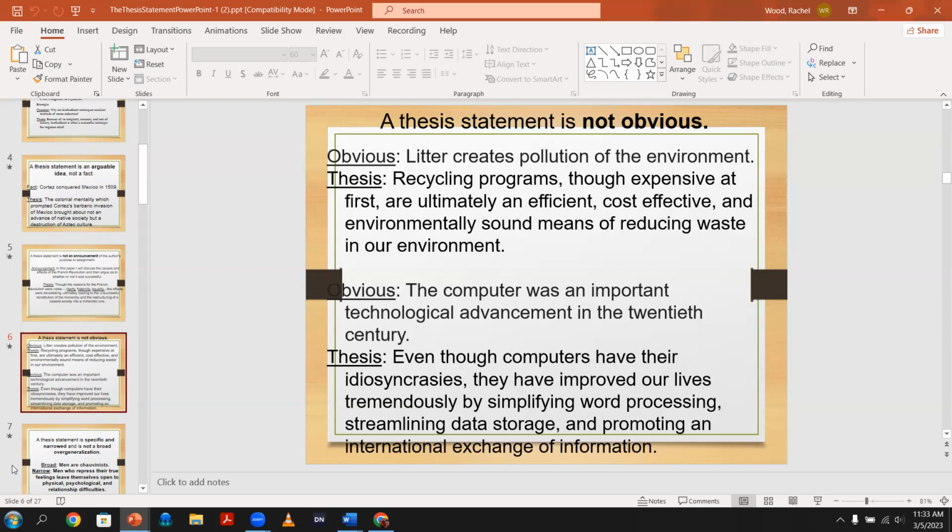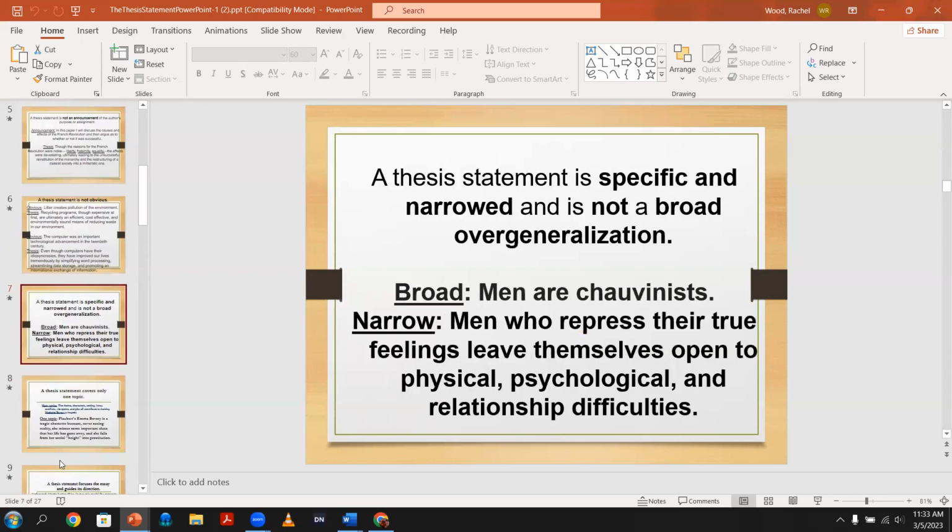Again, looking at thesis statement, it's specific and narrowed, and it's not a broad overgeneralization. So broad would be men are chauvinists. That's a very broad statement. So you would have to say something along the lines of men who repress their true feelings leave themselves open to physical, psychological, and relationship difficulties.